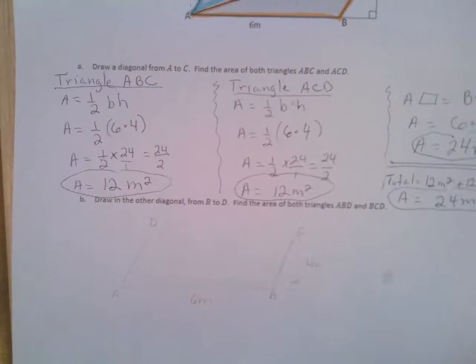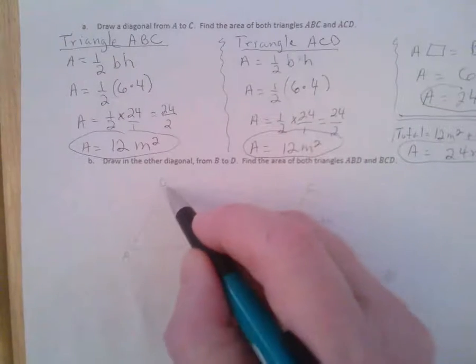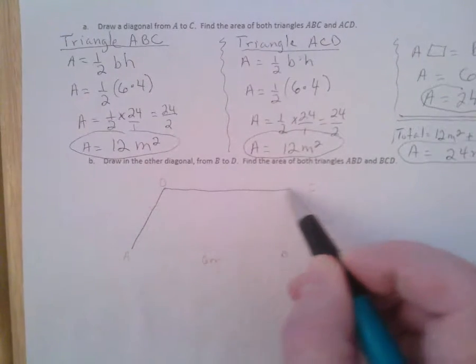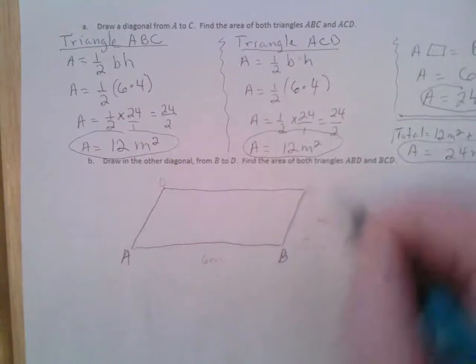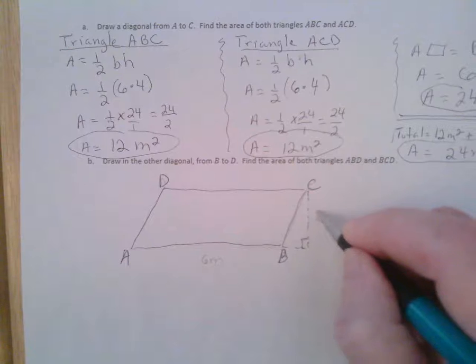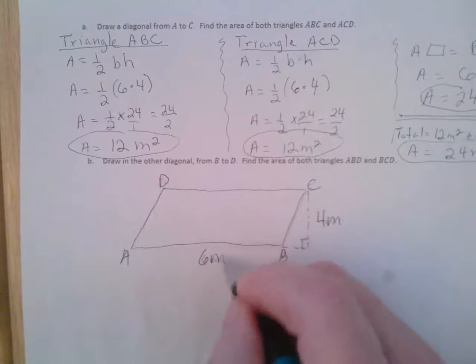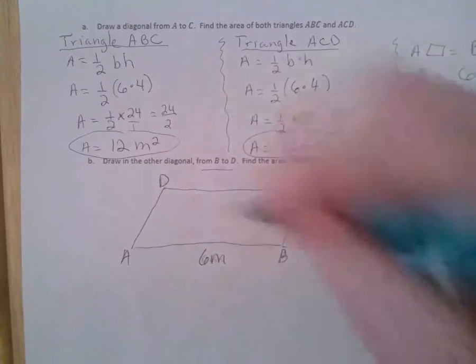All right, let's move on to letter B. Letter B says, draw the other diagonal, this time from B to D, and find the area of both triangles that you form. So I'm going to copy the same picture that we had at the top. We have our parallelogram, and we labeled it A, B, C, and D. When we constructed our right angle here, our height was 4, our length was 6. This time they want us to draw our diagonal from B to D.